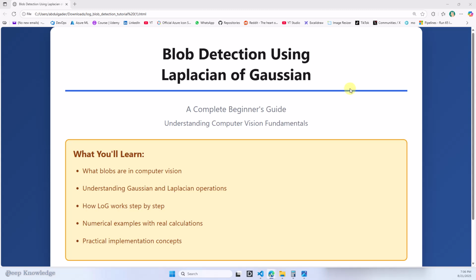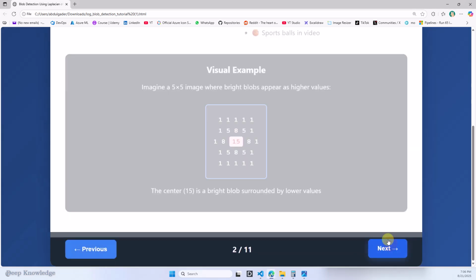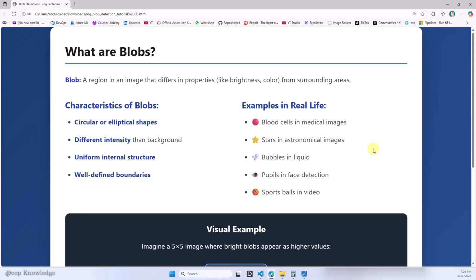Okay, so let's go to the next slide. What are blobs? Imagine you are looking at a white piece of paper, and someone drops a few drops of ink on it. These ink spots are considered blobs. They are just circular or round regions that look different from their surroundings. So this is how to understand what blobs are.